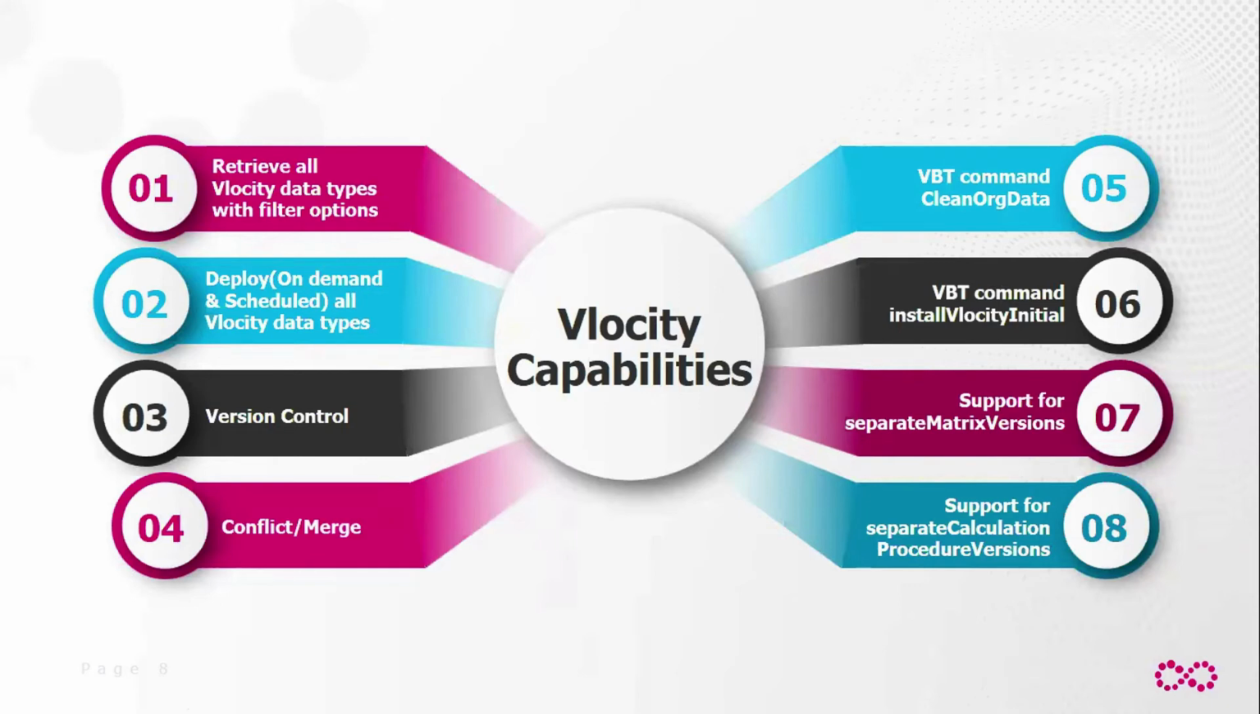With Flowsum's native version control, you can have version control and audit history basically for your Vlocity components as well. We also allow for conflict and merge of Vlocity components. So what that implies is if two developers working, let's say on two different features, change the same Vlocity component, then we allow them to consolidate both the versions into a single Vlocity component version and move it forward.